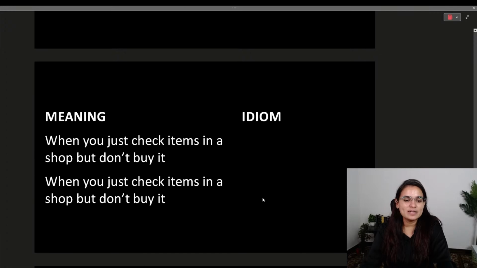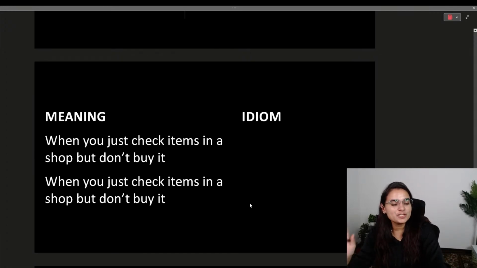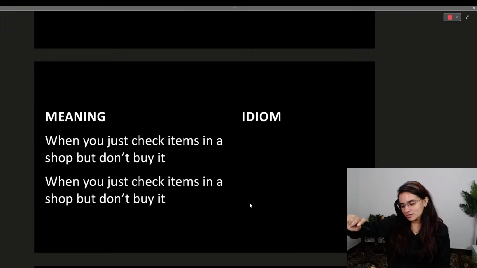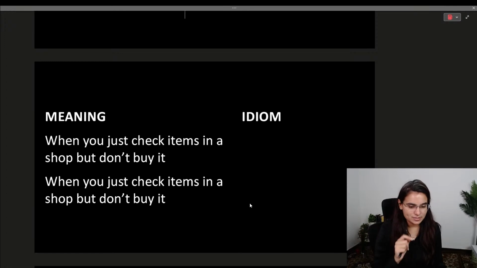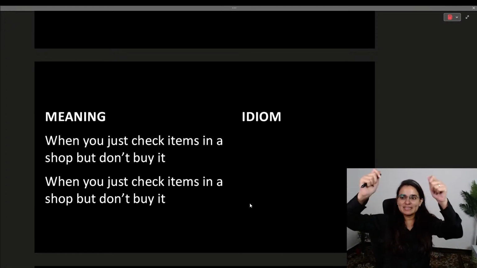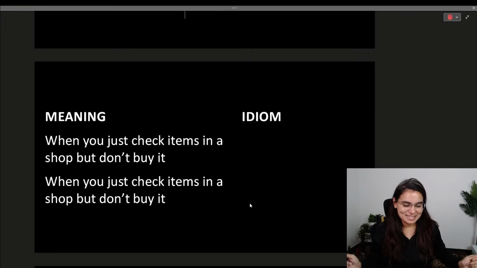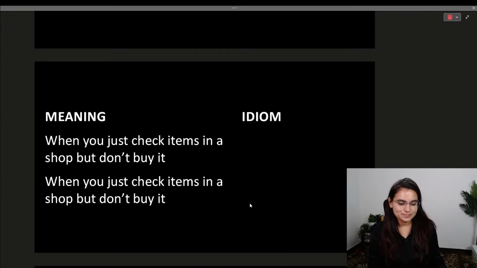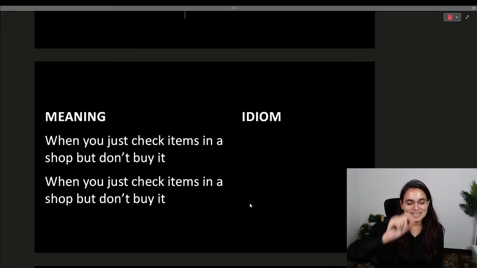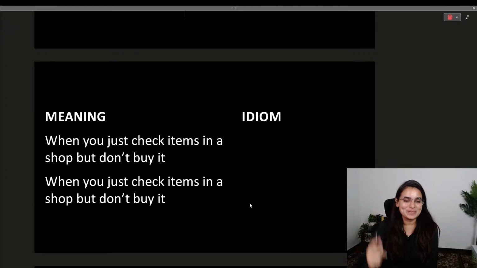All right, next one. When you just check items in the shop but you don't buy them. This is easy. I went to this mall today and I was noticing a lot of customers there. They are just picking out the items. They're looking at them, but they're not buying. And the other day I went out to purchase a fridge for my house. I looked at one fridge, two fridges, multiple stores, and I did not buy it. So what is the correct idiom for that? I was window shopping. It's window shopping.